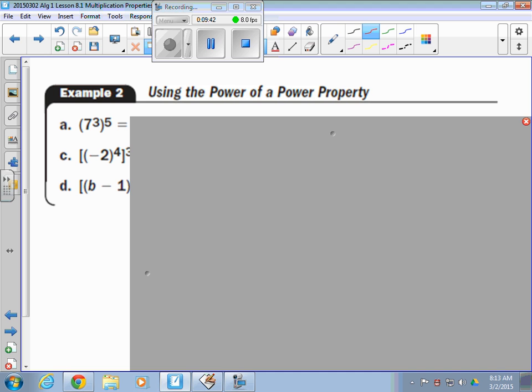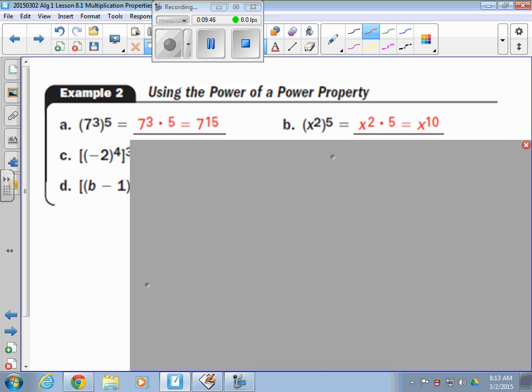7 to the 3rd to the 5th. It's a power to a power. This is when you multiply 3 times 5 to get 7 to the 15th. Again, variables are easier for most people. On B, it says x squared to the 5th, or x to the 2nd to the 5th. Instead of adding 2 plus 5, you multiply them here. You get x to the 10th power.